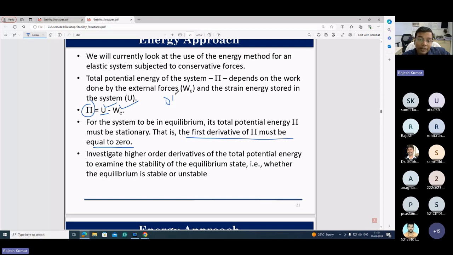So what do I have to do? Del pi by del theta must be equal to 0, because theta is your degree of freedom. For a stationary, equilibrium configuration, what do I have to do? I have to differentiate, and that will be equal to 0. And to check stability, what do I have to do? The second derivative we need to calculate, the second derivative of the total potential energy. If you are getting the second derivative greater than 0, then your function is stable. And if it is less than 0, this is unstable.